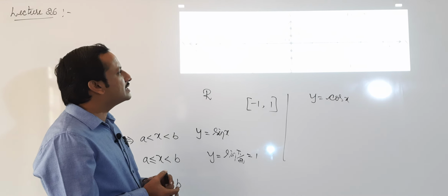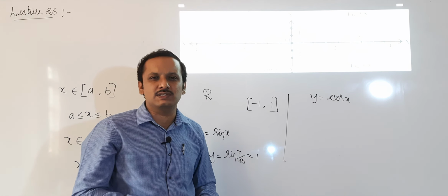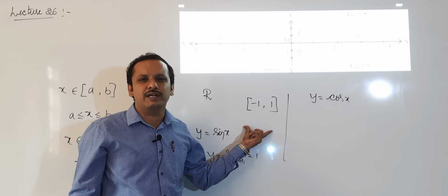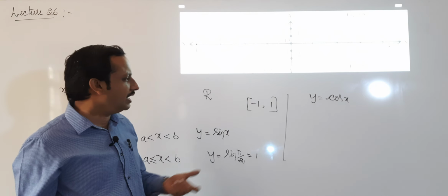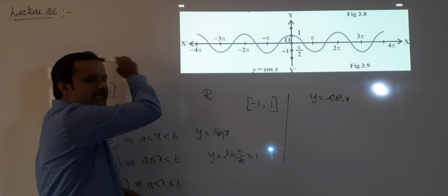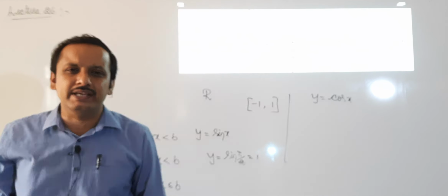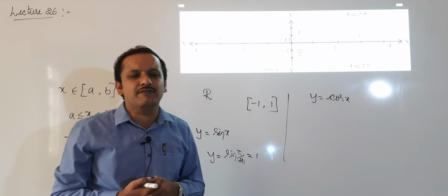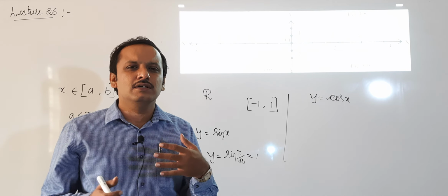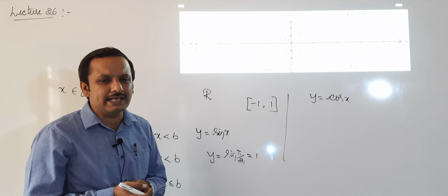And then look at this also. Here also the maximum value is plus 1 and the minimum value is minus 1. So the range of cos x is the closed interval minus 1 to 1. The domain of cos x: this graph you can extend to minus infinity on this side, and on that side you can extend up to plus infinity. So the domain of cos x is the set of all real numbers. In other words, if I ask you where cos x is not defined, cos x is defined everywhere. Therefore, the domain is the set of all real numbers.